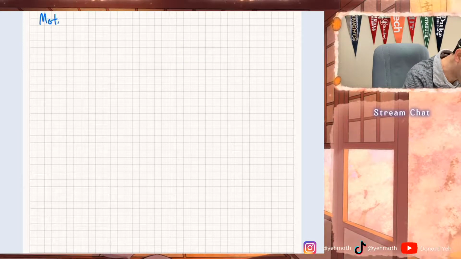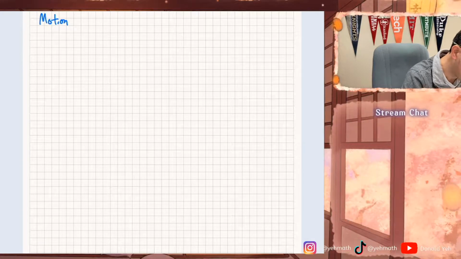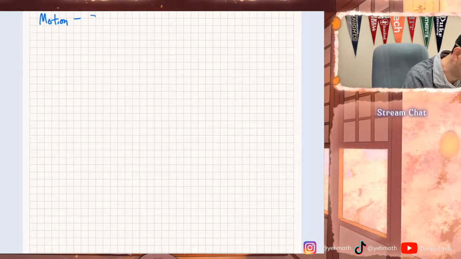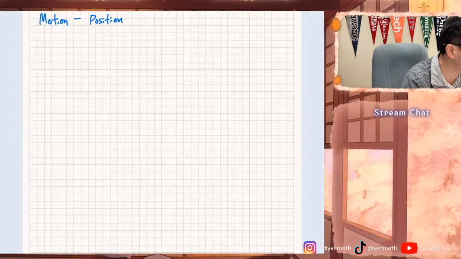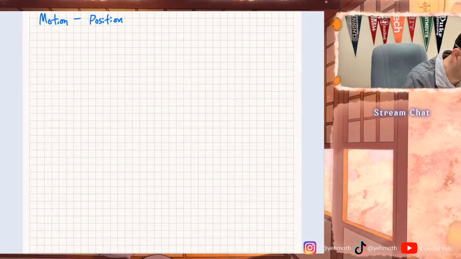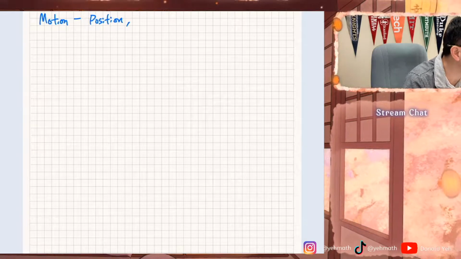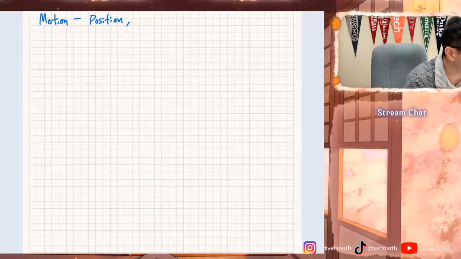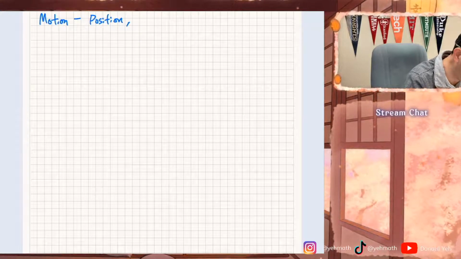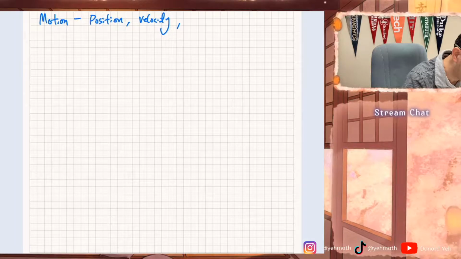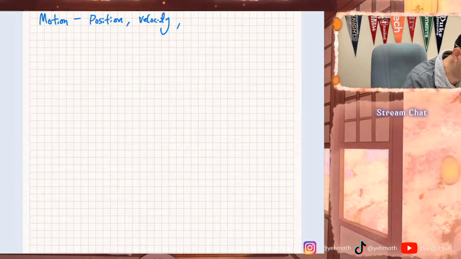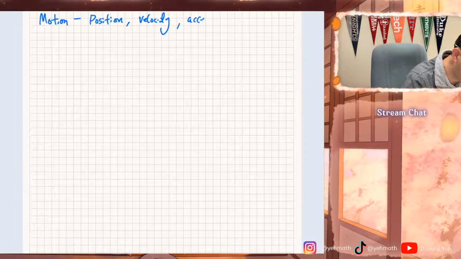Okay, so what we're gonna do is talk about the next one, which is physics. Motions. In physics, we call it kinematics. In calculus, we're just gonna call it motion. What kind of motion are they? Velocity, acceleration.